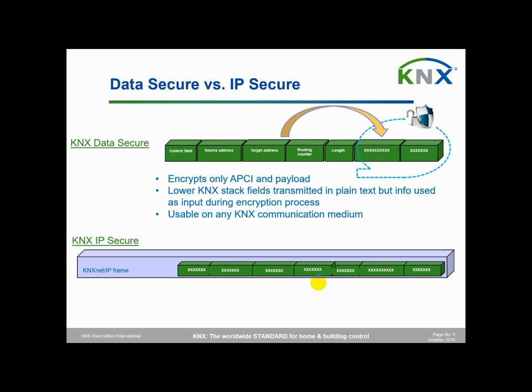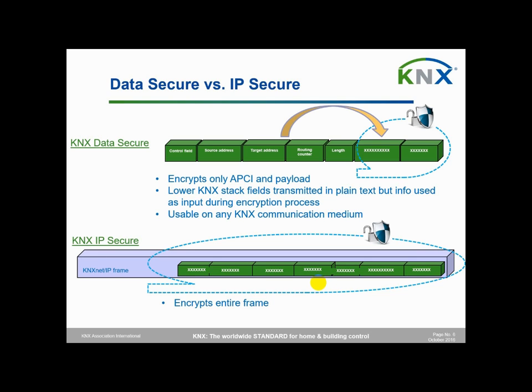And obviously, Data Secure as such can be used on any KNX medium: twisted pair, power line, radio frequency, and also IP. But for IP we have a specific secure technology which we call KNX IP Secure, and the biggest difference is that in this case the entire frame will be encrypted, and of course this can only be used on IP. So there's definitely a difference there.